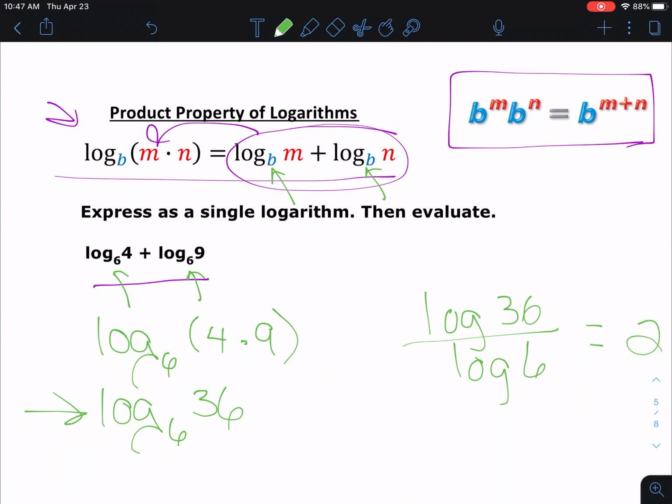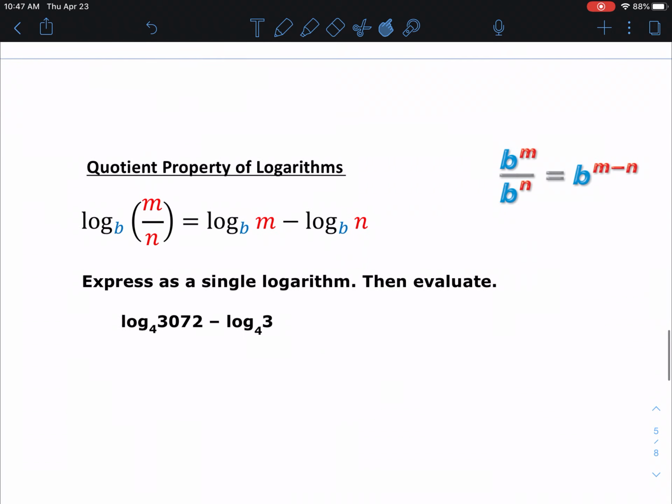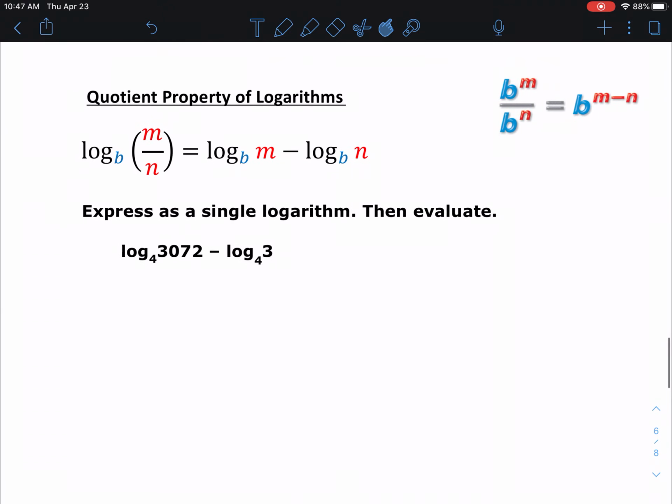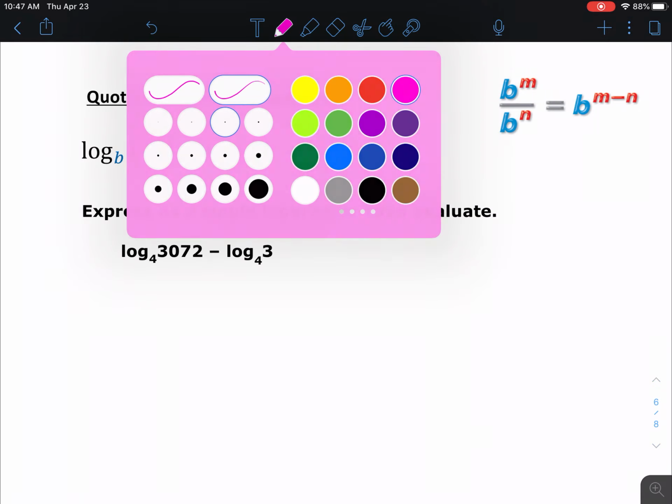So the two things that you really need to write for this problem, express as a single logarithm, would be this, and then evaluate, that's this answer right here. Okay, so that's called the product property of logarithms, and you should be able to go back and forth between the two. Okay, we will mostly focus on going this way though. Okay, let's look at our second property. Second one is called the quotient property of logarithms, and it comes from this over here.